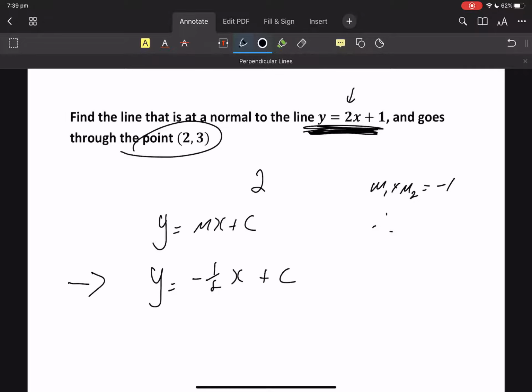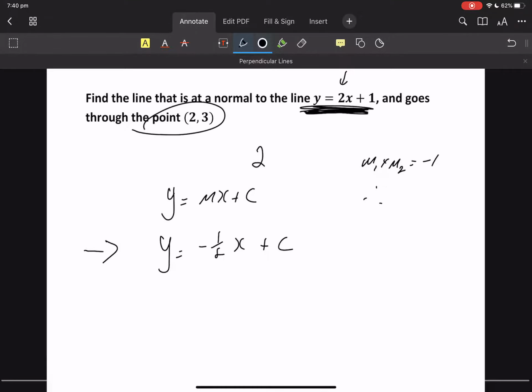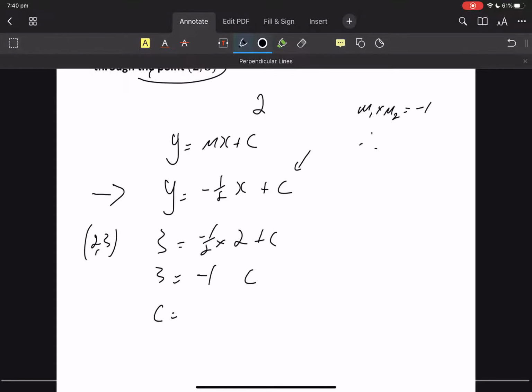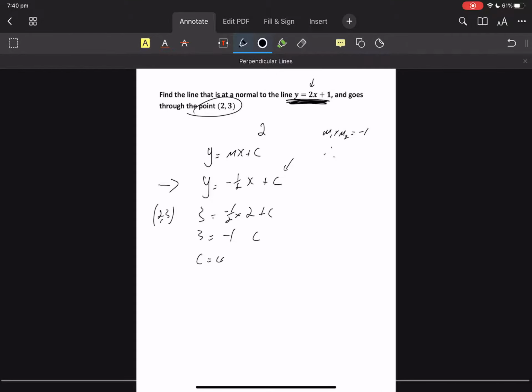Therefore, I'm going to find c by subbing in a point, (2, 3). So when x is 2, y is 3. That is -1, so c equals 4. So what is the line that's normal to that? It would be y equals -1/2 x plus 4.